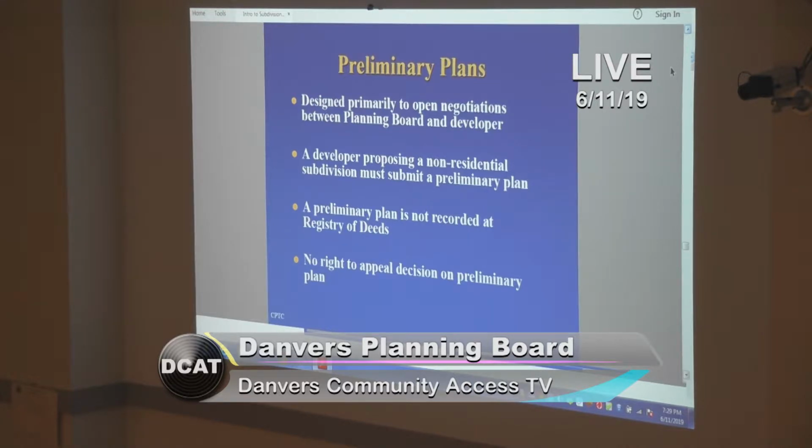But it's primarily an advisory tool. There's no right of appeal. Denial doesn't preclude coming in with a definitive plan showing the exact same configuration. So it's really intended to sort of streamline the process. The only actual legal implications it has are with respect to the deadlines for the planning board to act on a subsequently filed definitive plan, and possibly with respect to zoning freezes, depending on the timing.